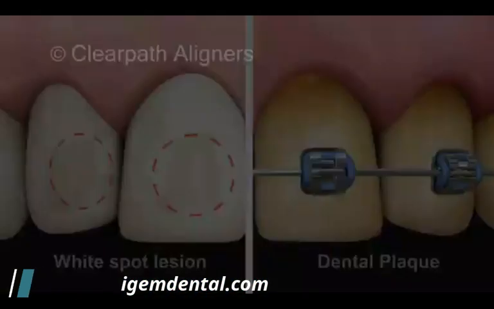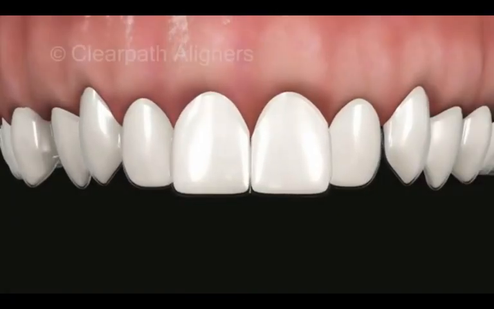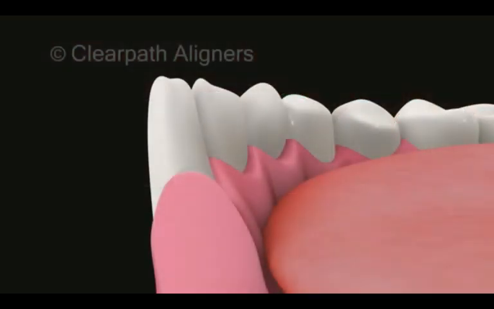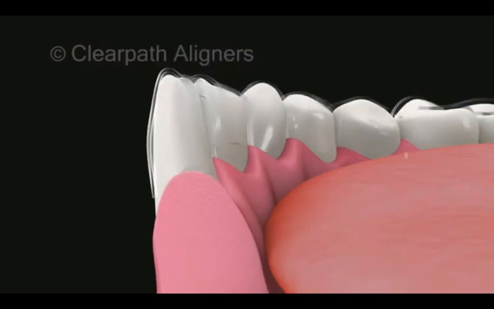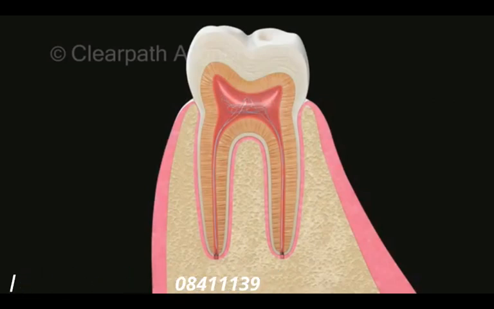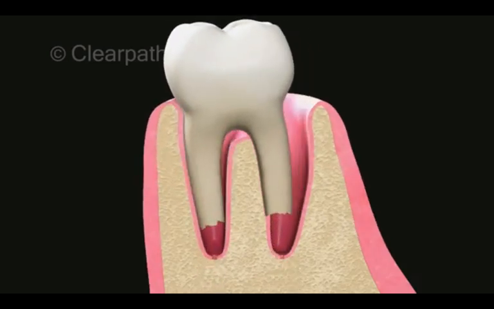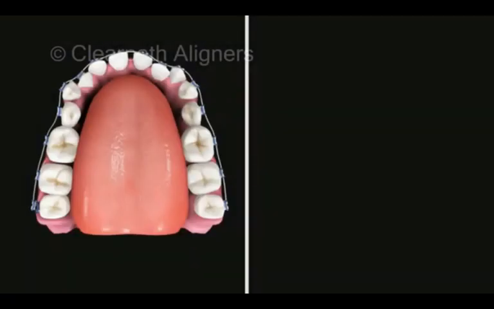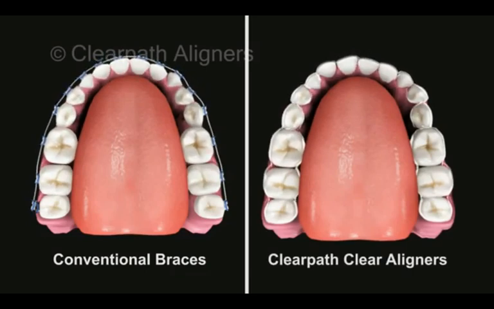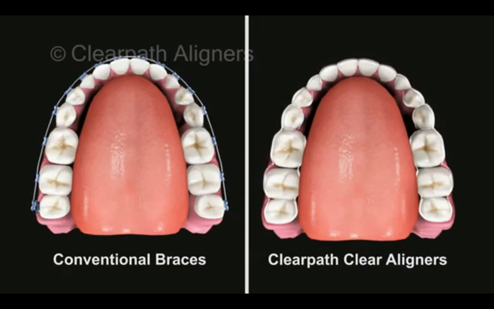ClearPath aligners generate precise, controlled and predictable movements of teeth and have an excellent snug fit that facilitates these forces. Whereas the uncontrolled movements exerted by braces may lead to root resorption, eventually leading to loosening and even exfoliation of teeth. Comparing the two treatment options, one can clearly see that ClearPath aligners offer a more aesthetic, comfortable and healthier solution compared to braces.